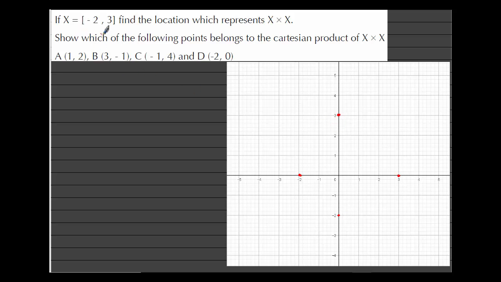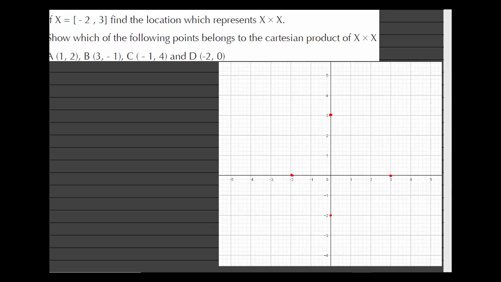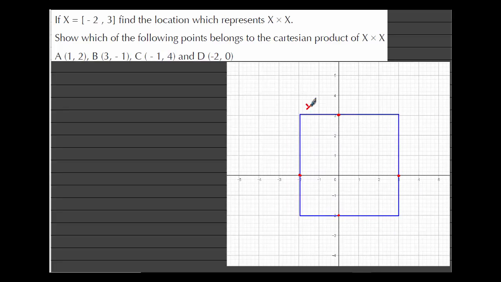Here we talk about interval. So to represent this Cartesian product, we use this rectangle here. All this rectangle represents X multiply X. Okay. Now let us answer this question. Show which of the following points belongs to the Cartesian product X multiply X. A, 1 and 2. Where is 1 and 2? Okay, so you can say that 1 and 2 belongs to X multiply X.